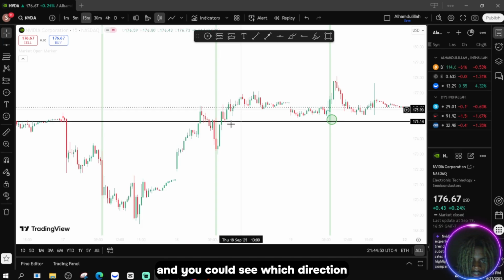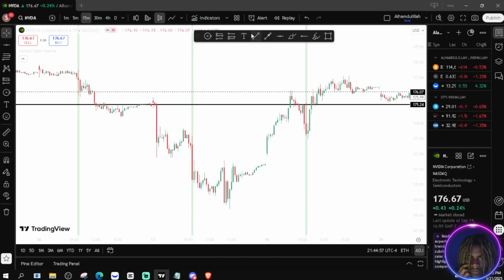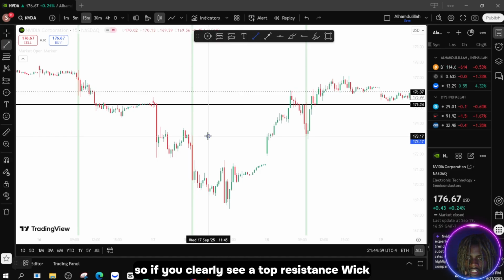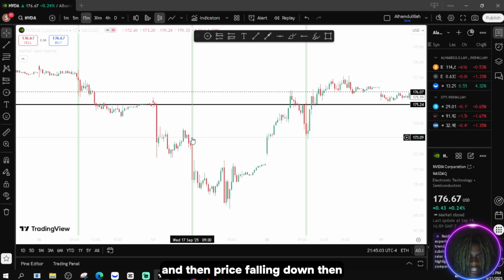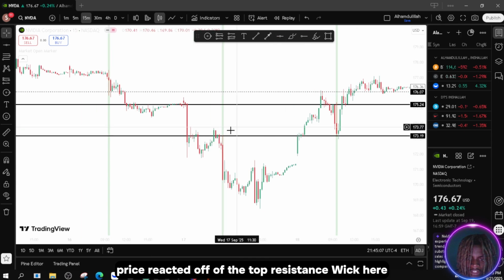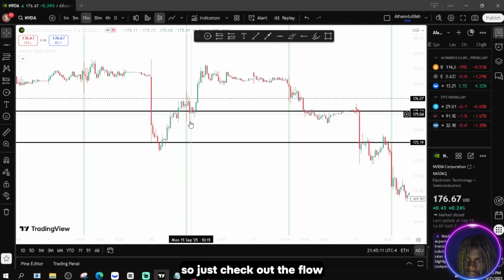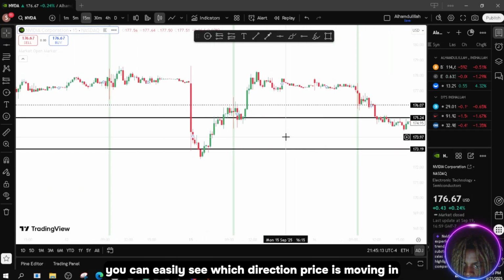And you can see which direction these 930 candles are moving in by just seeing how the flow works. So if you clearly see a top resistance wick and then price falling down, then you know price reacted off of the top resistance wick here, not the bottom. So just check out the flow. You can easily see which direction the price is moving in.